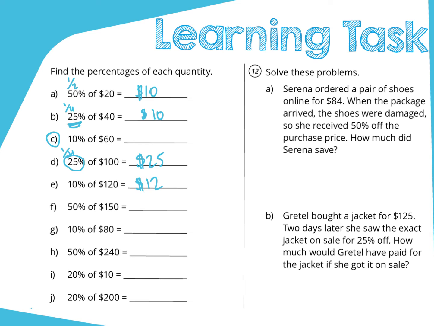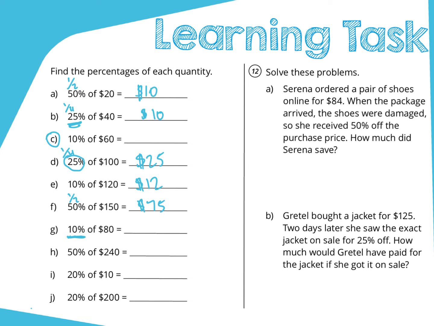50% of $150, so it's halving effectively. So it's half of 150. We know that is 75. 75 plus 75 is, of course, 150. I said I was going to work my way through these, but I'm almost through. So 10% of $80. Okay, so 10% of $80.